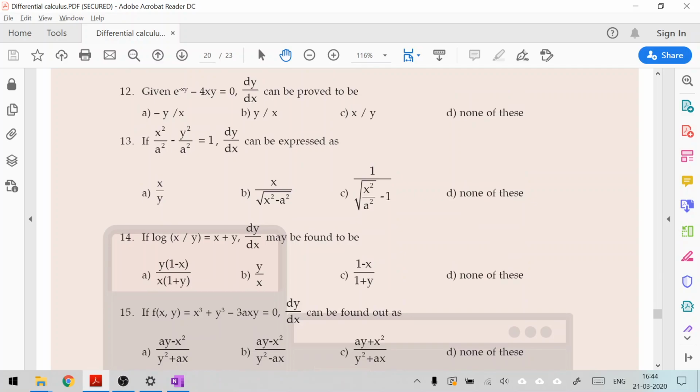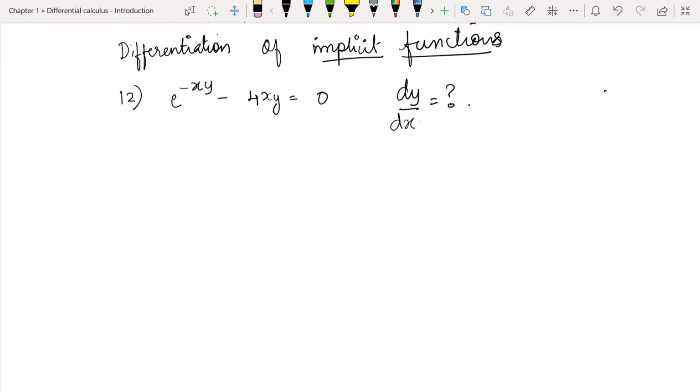Let's start with the 12th one. Okay. I've already taken down the question here. e power minus xy minus 4xy is equal to 0. Now let me just go back and revise our product rule. When you had a function u into v and you had to differentiate this function, that is, you had to find d by dx of this, okay, what did we do? u v dash plus v u dash, correct?